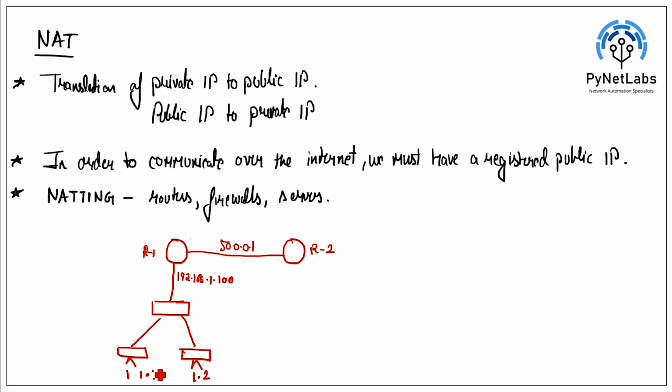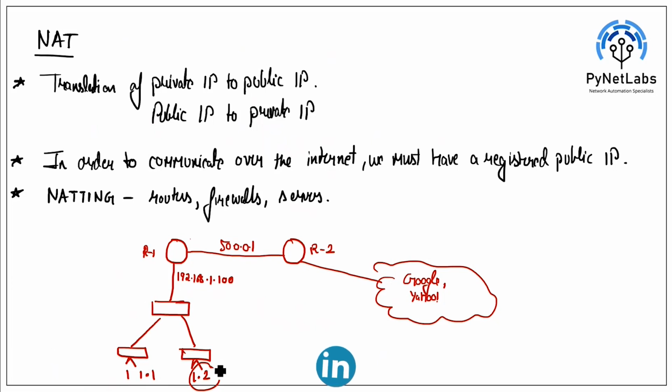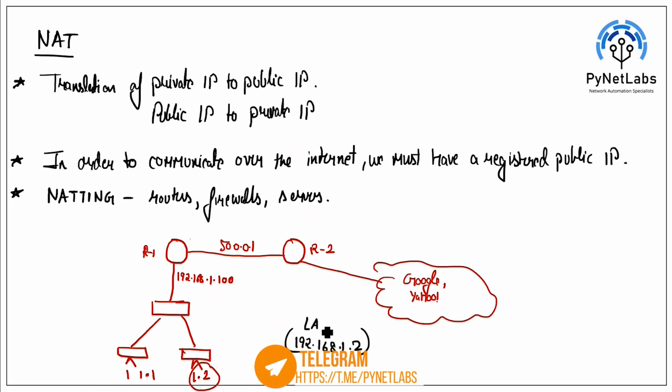Whenever PC 1.2 wants to communicate over this router 2, here you have a wide area network, and on this wide area network there are various public servers like Google and Yahoo, lots of public servers over the internet. So if this PC wants to communicate, first of all, 192.168.1.2 is the IP of your LAN network device.